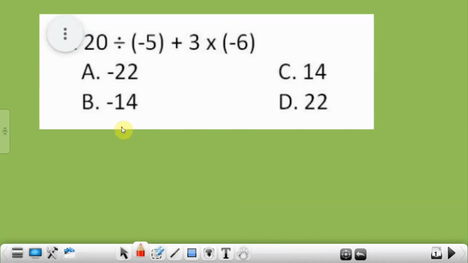Okay, so this is the first question. What do you do when you have this? First of all, you need to do this first, and also here.